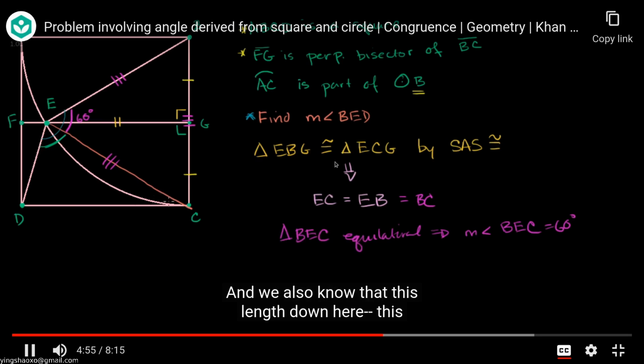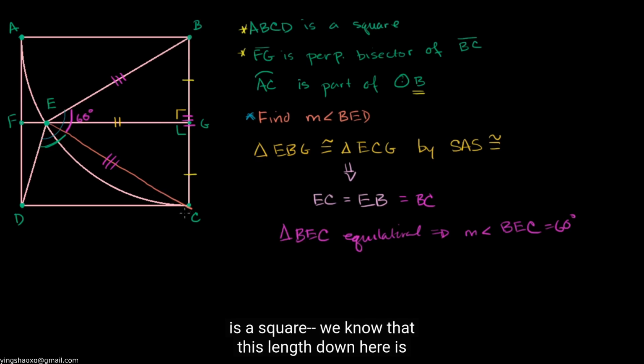Circle, and we also know that this length down here, this is a square. We know that this length down here is the same as this length up here, that these are the exact same length. And this is equal to the radius of the circle. We already put these 3 slashes here. BC is the same as that length, is the same as that length. And so all four sides are going to be that same length because this is a square.